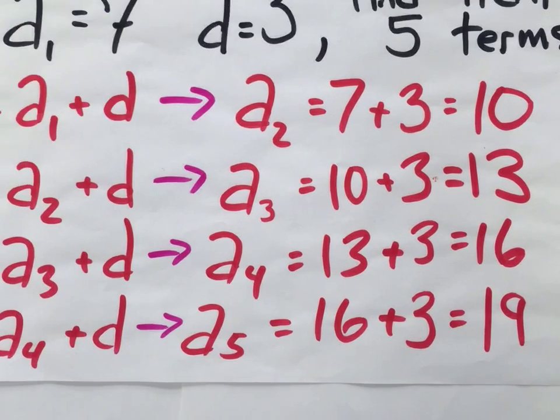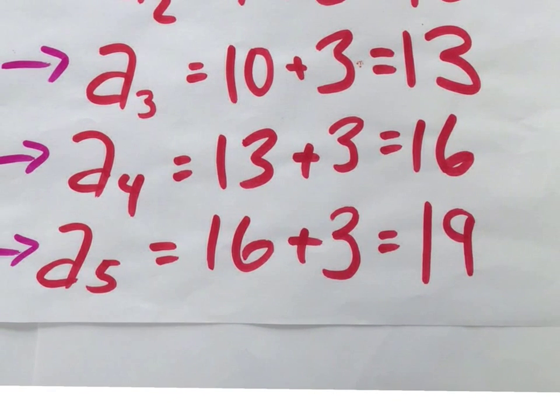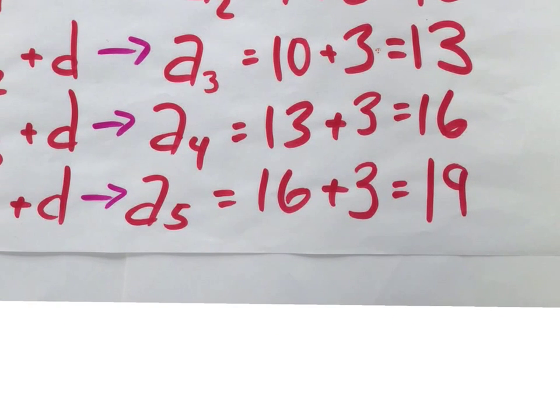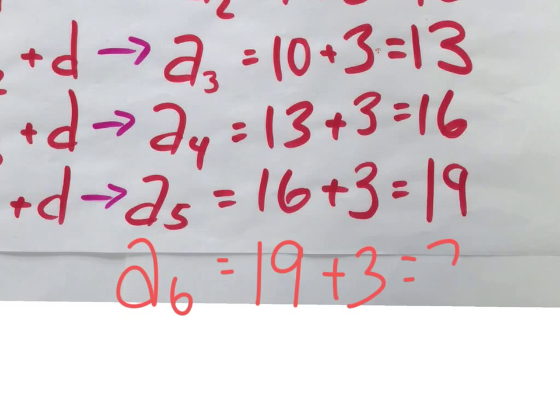And so if we zoom in over here, what do we know? We know that a sub 3 equals 13. We just figured that out. So what's a sub 4? That's 13, which is a sub 3, plus 3, the difference, and that's going to give us 16. A sub 5 is a sub 4 plus 3, giving us 19. So what would a sub 6 be? That would be a sub 6 equals a sub n minus 1, which is 19. The preceding term value is 19, plus 3. 19 plus 3 is 22, and that is the value for a sub 6.